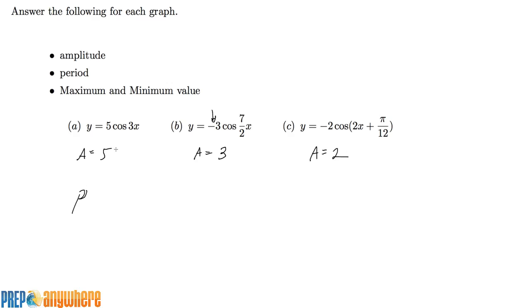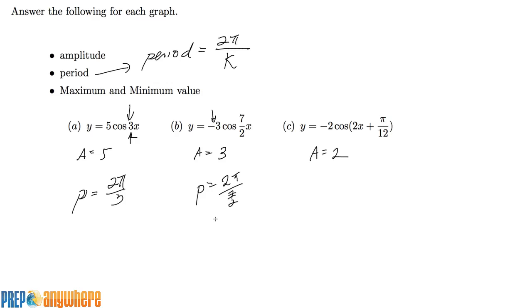The period. Okay, period is always 2 pi divided by the number in front of the x inside the trig function. We call that k. So for A, it's going to be 2 pi over 3. For B, it'll be 2 pi over 7 over 2, which is same as 2 pi times 2 over 7. So it's 4 pi over 7.